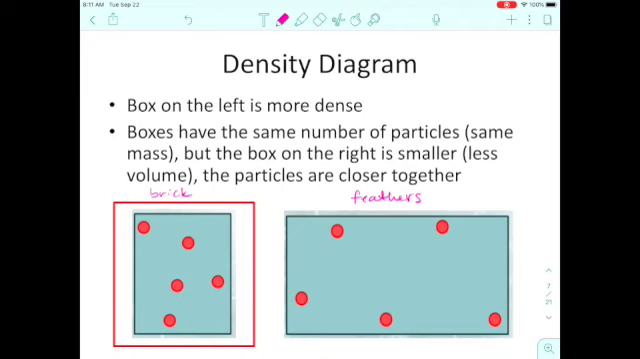The boxes have the same number of particles representing the same mass, but the box on the right is, oh, that should say on the left. Whoops. The box on the left is smaller, has less volume, and the particles are closer together. Little typo there.